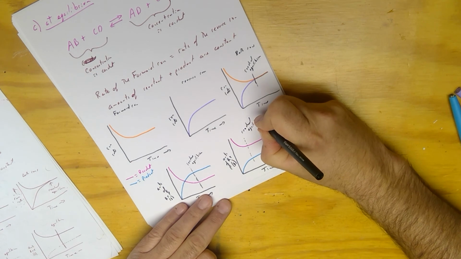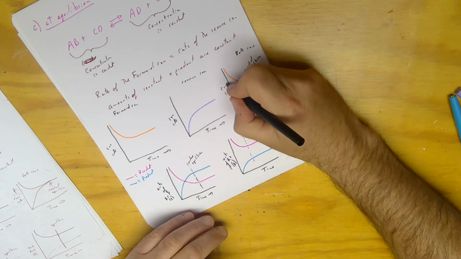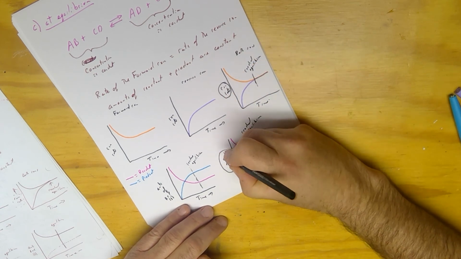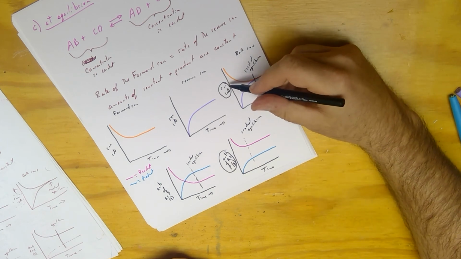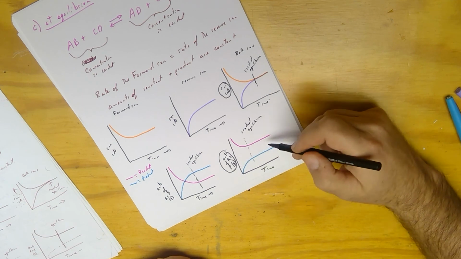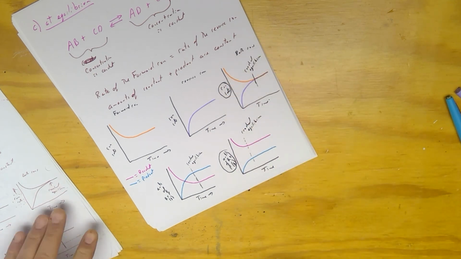Be very careful with these types of questions on the exam. You have to decide, am I looking at reaction rate versus time or amounts versus time? If it's reaction rate, you reach equilibrium where they touch. If it's amounts, it's where they're constant. So just be very careful with this.